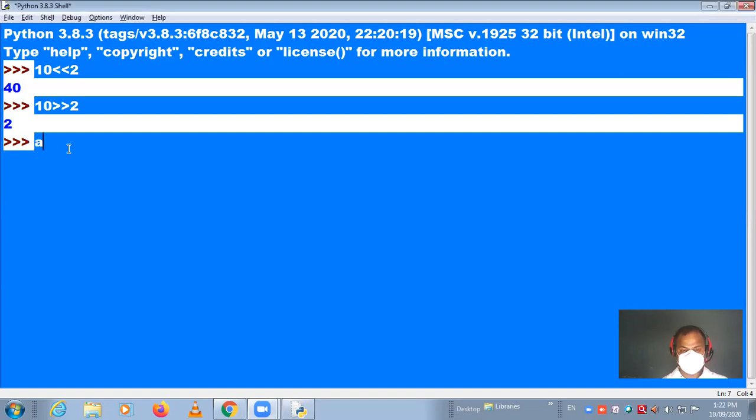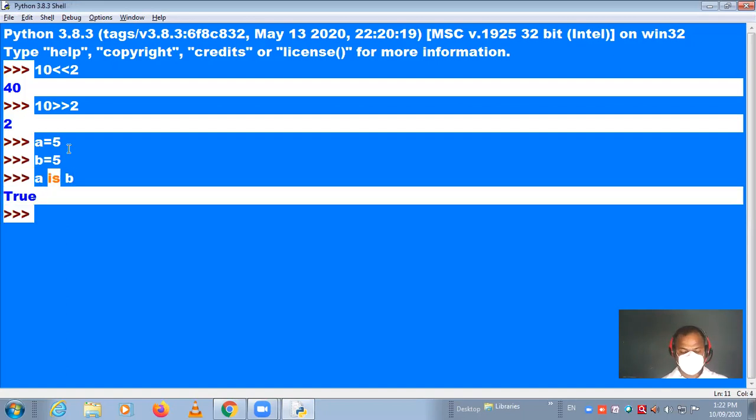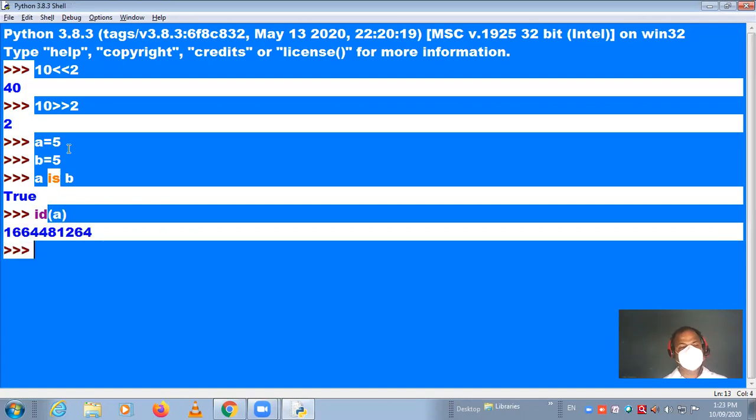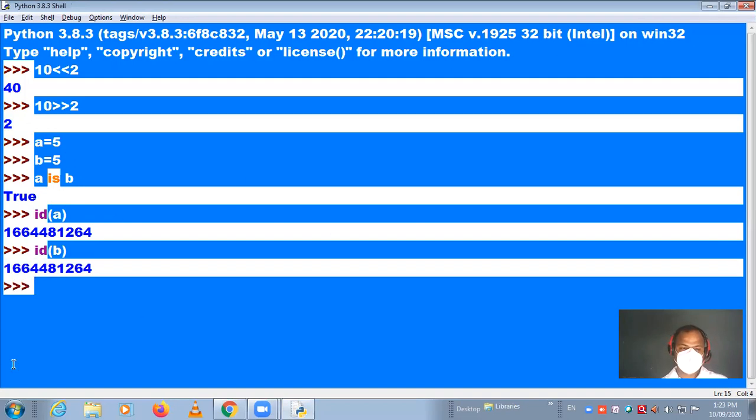Identity checking means, suppose we have written a equals 5, b equals 5. If we write a is b, what will the answer be? The answer will come true. Let's see using that window again. A equals 5, B equals again 5, and we have written A is B. Yes, true. Why? Because if we check the ID of A, that is 16644811264, and if we check the ID of B, again it is the same. So this operator is used for identity checking. Both variables are indicating the same value, that is 5, having the same ID. That is why it comes true.